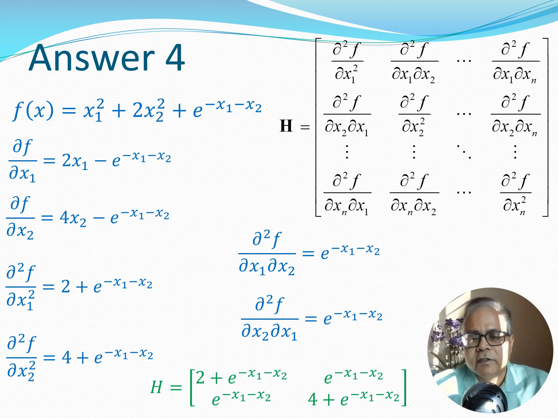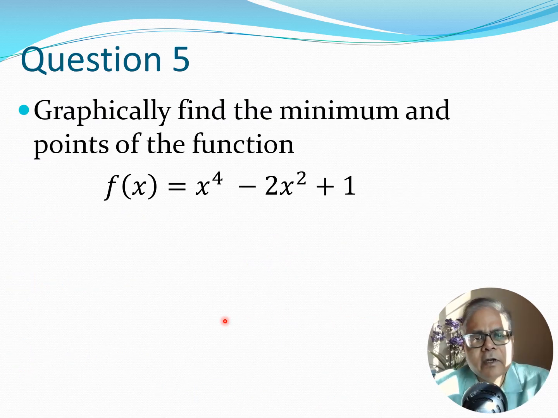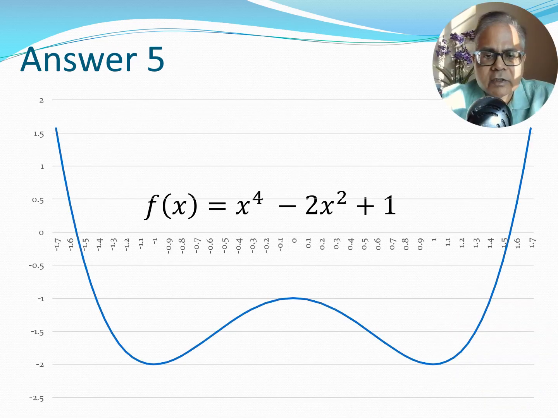So now let us continue with this question set, and let us look at some graphical problems. For example, in this particular problem, I want to find graphically the minimum and maximum points of this function, or rather the minimum point of this function. The function is x^4 minus 2x^2 plus 1, and I have to do it graphically. I do not need to know any necessary or sufficient conditions at this point. So let us try to do that.